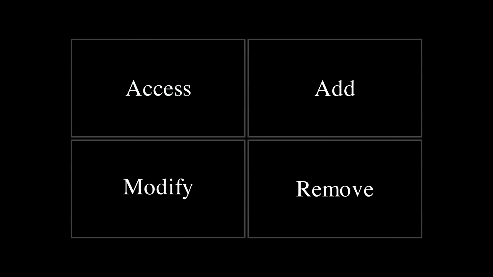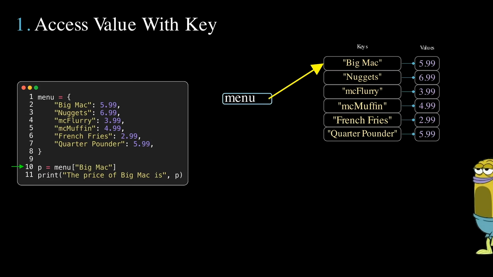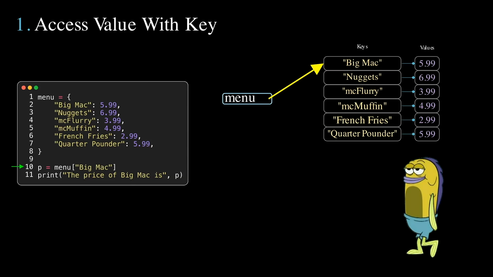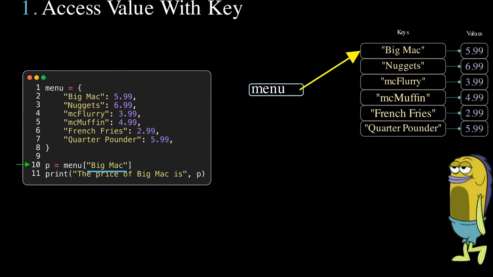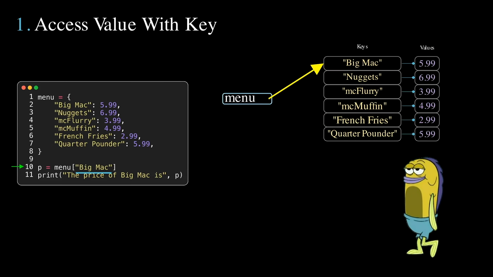Next, we're going to learn about the four primary operations for a dictionary, which are access, add, modify, remove. A customer wants to buy a Big Mac, but how much does a Big Mac cost? The syntax for accessing the value is as follows. We put the name of the dictionary, menu, and square brackets. Within the square brackets, the string Big Mac. Doing this, the variable p will bind to the value 5.99.